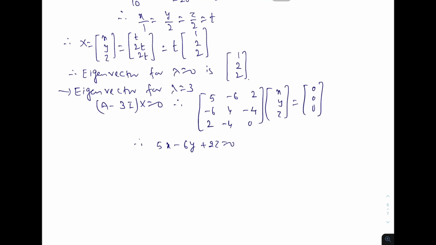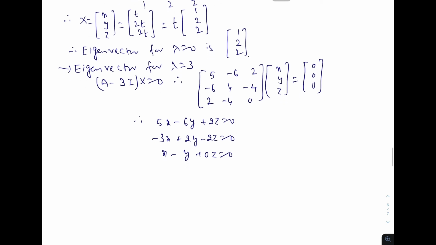Then can we do like this from the second equation, minus 6, 4, minus 4, we can take 2 common, so that is minus 3x plus 2y minus 2z equal to 0. And even from the third also we can take 2 outside, so we can write x minus y plus 0z equal to 0. We can use any two equations, let us use these two.